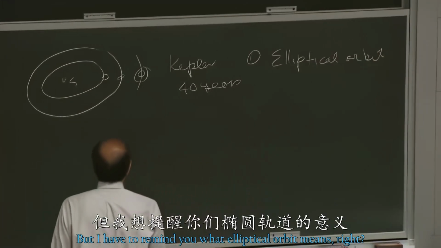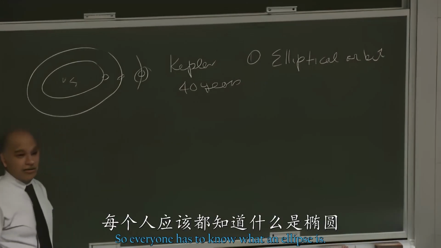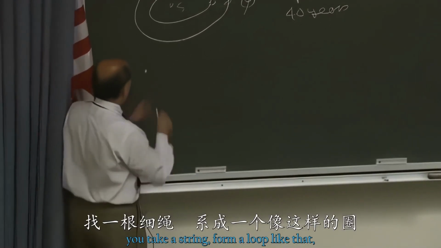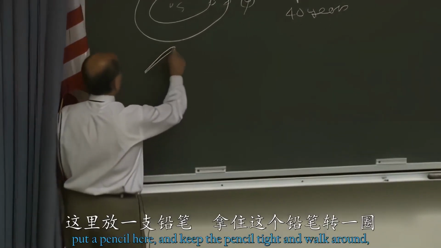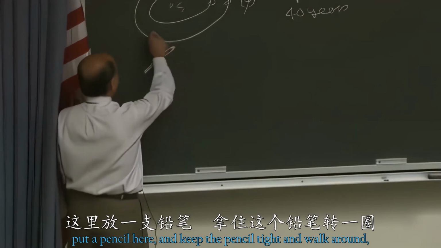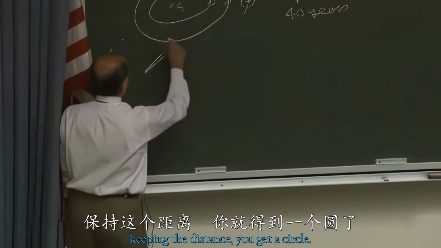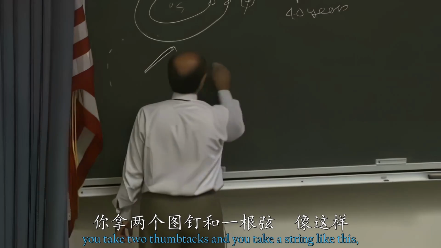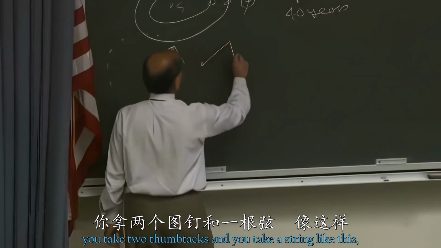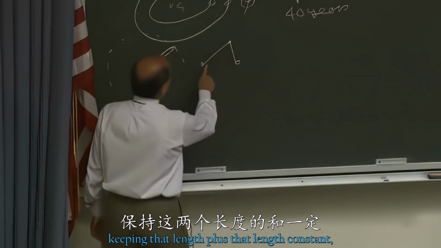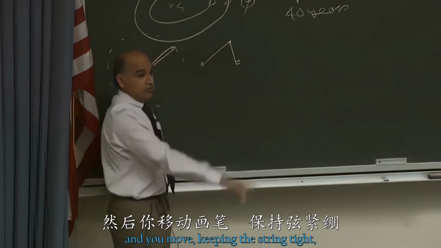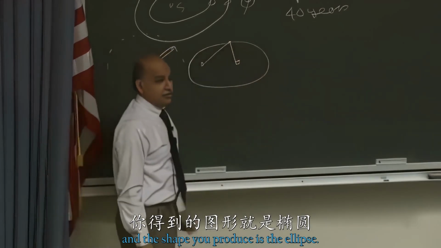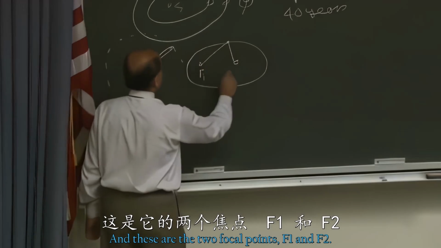But I have to remind you what elliptical orbit means, right? So everyone has to know what an ellipse is. So you draw a circle: you take a thumbtack, you stick it into your table, you take a string, form a loop like that, put a pencil here, and keep the pencil tight, and walk around, keeping the distance, you get a circle. For an ellipse, you take 2 thumbtacks, and you take a string like this, keeping that length plus that length constant, and you move, keeping the string tight, and the shape you produce is the ellipse. And these are the 2 focal points, F1 and F2.